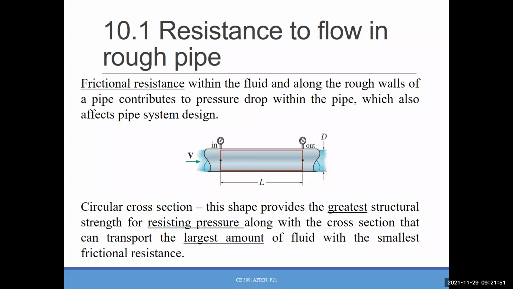Okay, so when we discuss the major loss, the frictional resistance, for the majority of the discussion we will always use the circular cross section, because it has the greatest structural strength. At the same time, it can transport the largest amount of water or fluid with the smallest frictional resistance. And for any regular use, like plumbing, we usually use the circular one. So that's a good way. But if we have any other type of shape, how can we incorporate all the equations? We will learn that too at the end of this class.